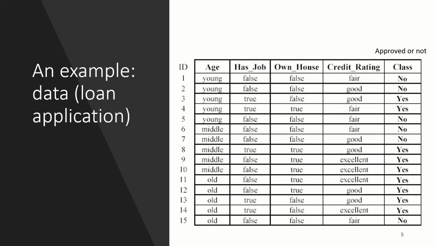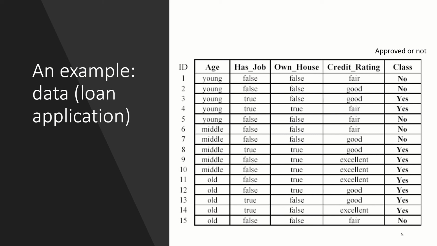So look at the data that you have got. Age, has job, own house, credit rating, these are the columns. For every credit card application you will collect all this data, and then you are classifying for the past data. Since you know whether it is approved or not, you are clearly putting it in the class yes or no. That is, yes means it is approved, no means it is not approved. So this is a simple data table.